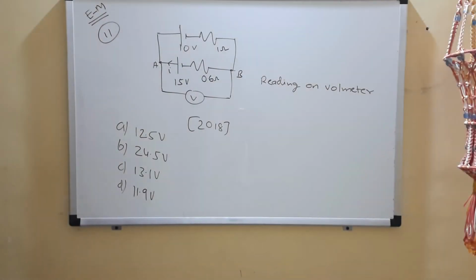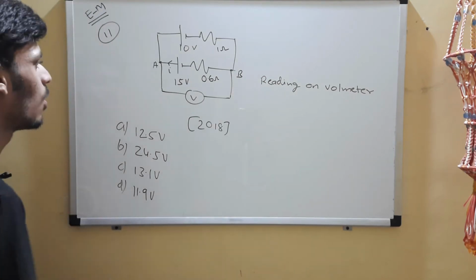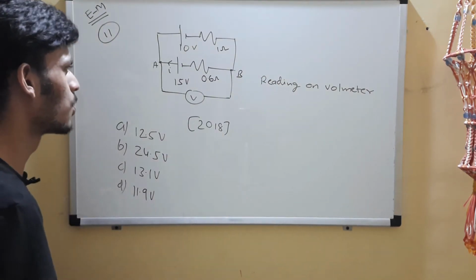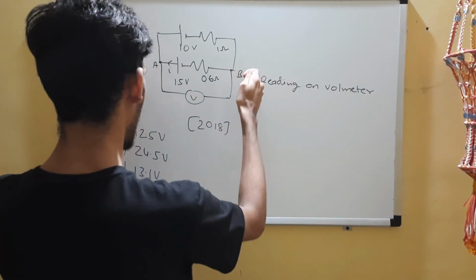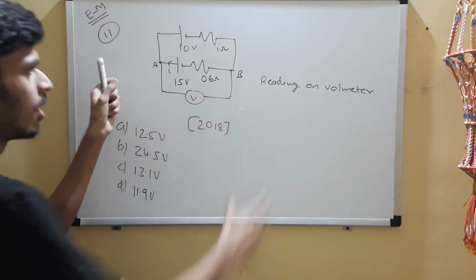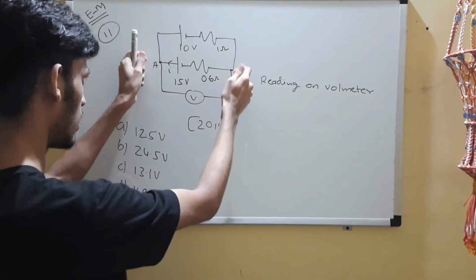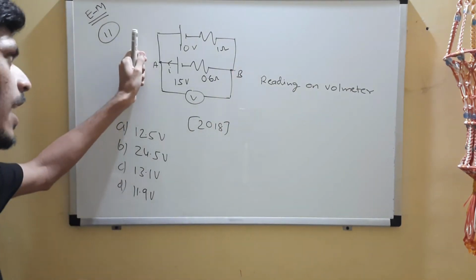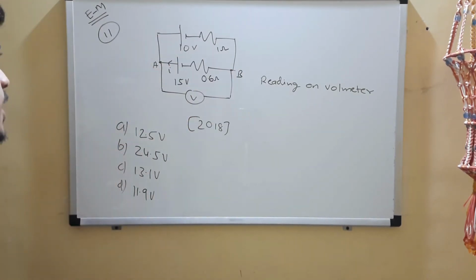So question 11 over here from 2018. In this question, you are supposed to find the reading on this voltmeter. Basically we are supposed to find the potential drop across A and B, because that is what your voltmeter is reading, right? So it's the potential difference across these 2 points A and B, VA minus VB or VB minus VA.